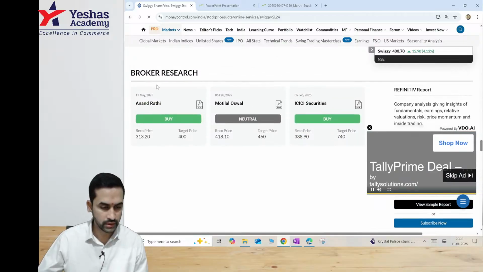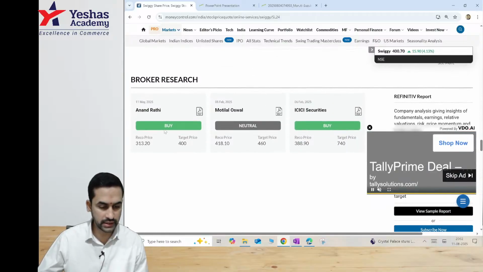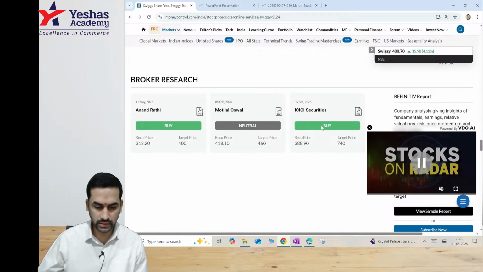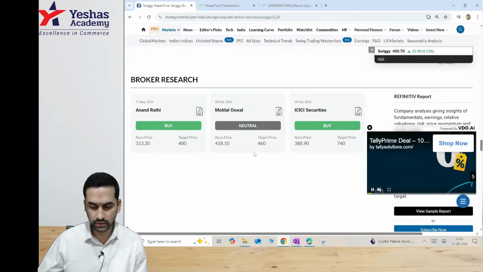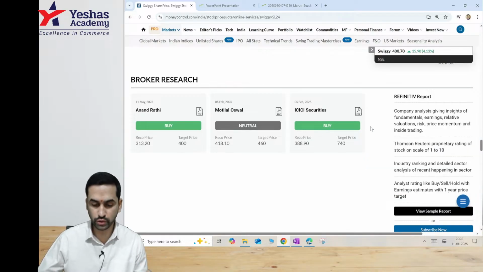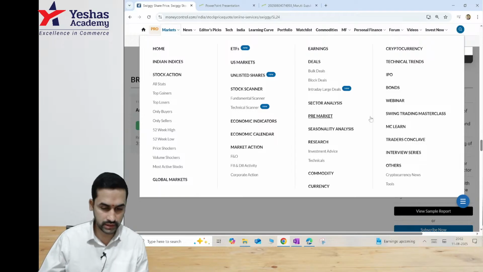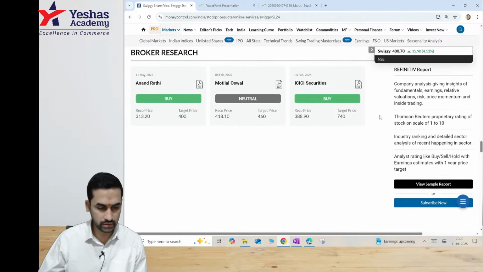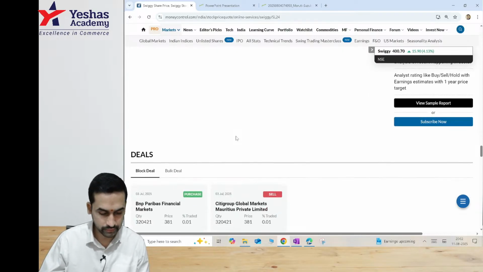See this. Broker research. Anand Rathi says buy. ICICI Securities is saying buy. Motilal Oswal is saying neutral. That means they're not suggesting anything, neither to buy nor to sell. If the company is in a very bad shape, then you will see here instead of buy, they will write sell. If you're already holding, they're saying don't keep it longer, just sell. You can download, you guys can also read.